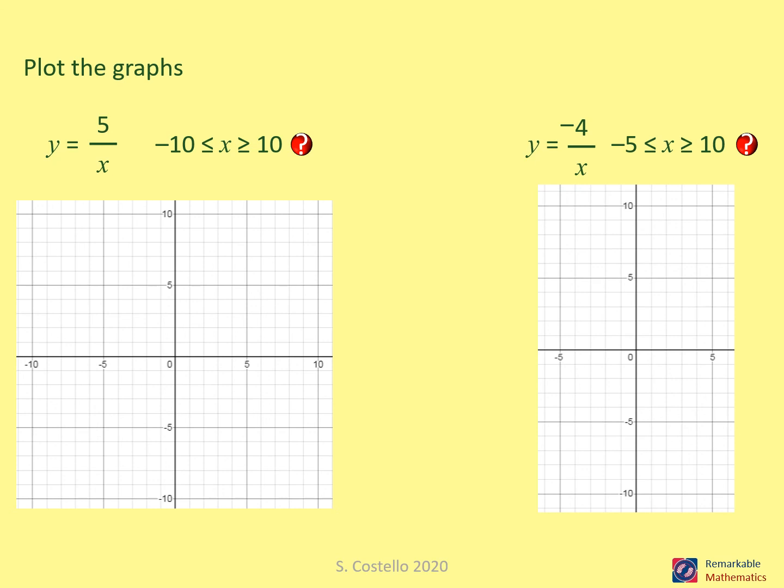What we do now is plot both of these graphs. You're given the range for the x values. So y equals 5 over x, and we've got a range of between minus 10 and 10 for the x value. And for y equals minus 4 over x, we've got the x values from minus 5 to 10. So do that. Once you've done it, come back and we'll get the answers.